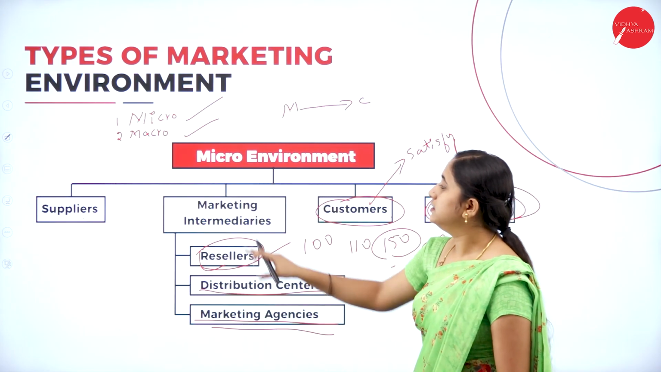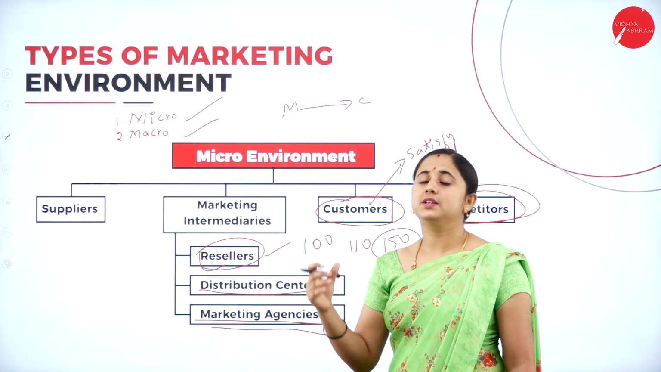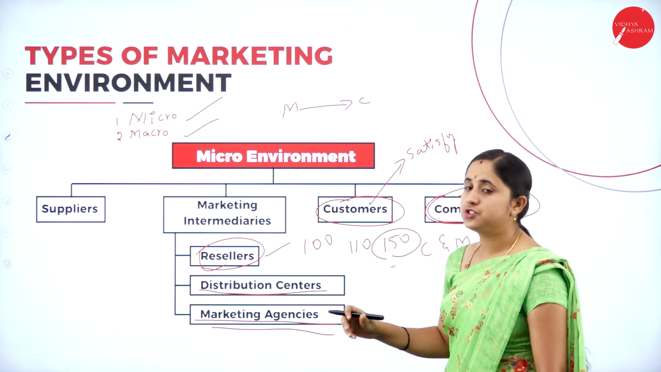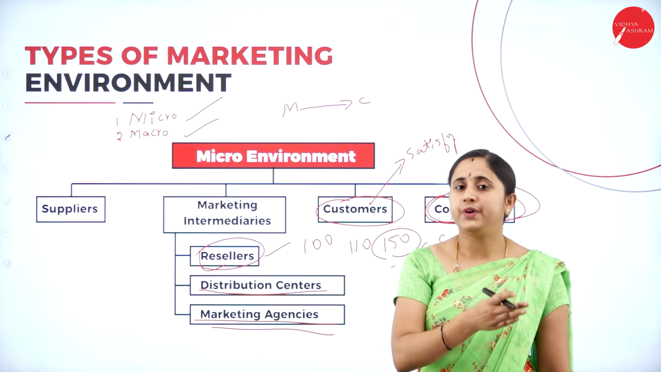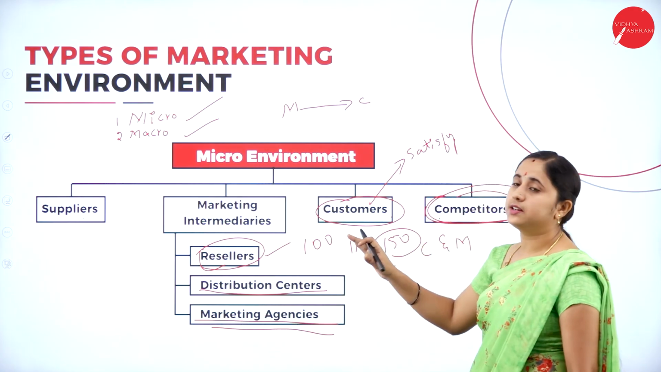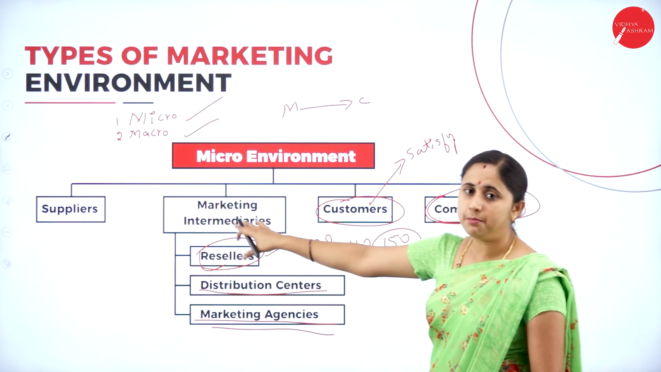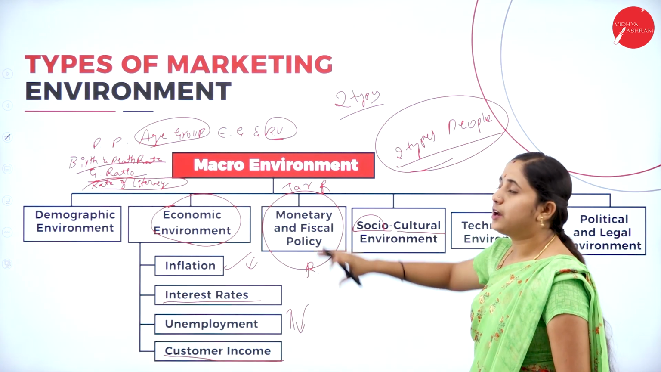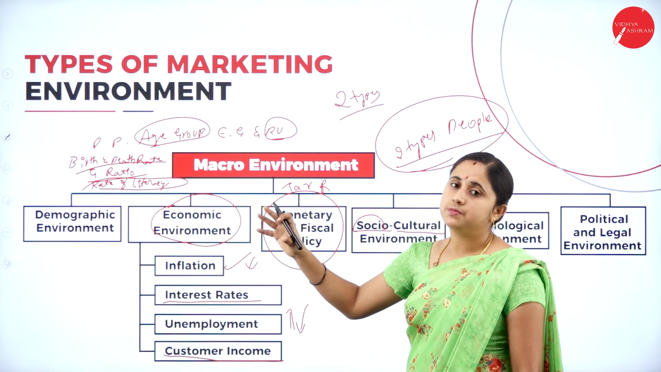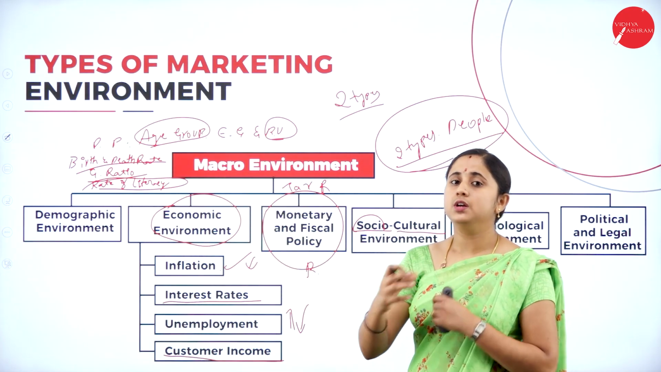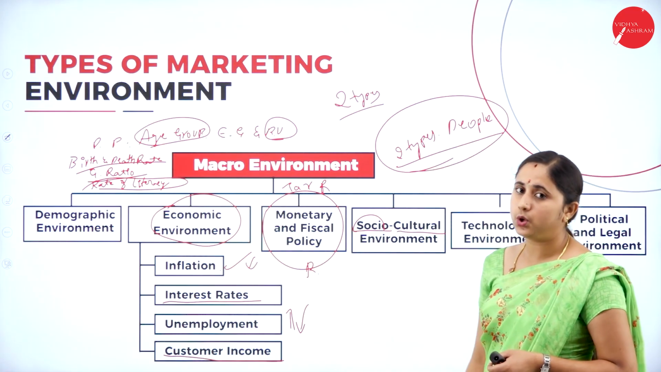The factors under micro environment are more important for the manufacturer to produce their product, distribute it and reach the final consumers. So you are going to study the micro environment in detail. In macro environment, these factors are also important, but you are going to study them as a whole, not in detail. So these are the factors that come under macro environment.